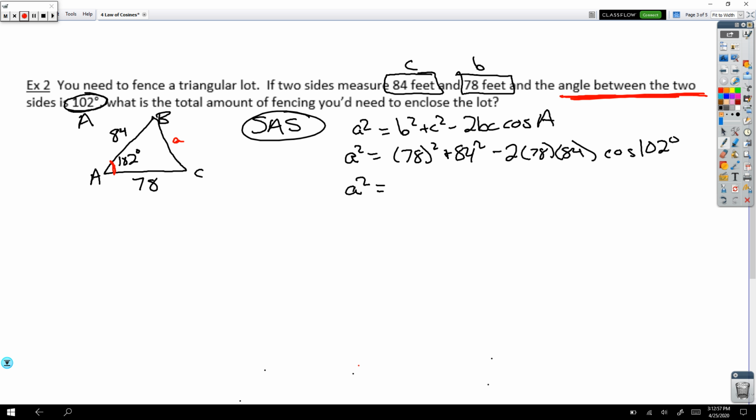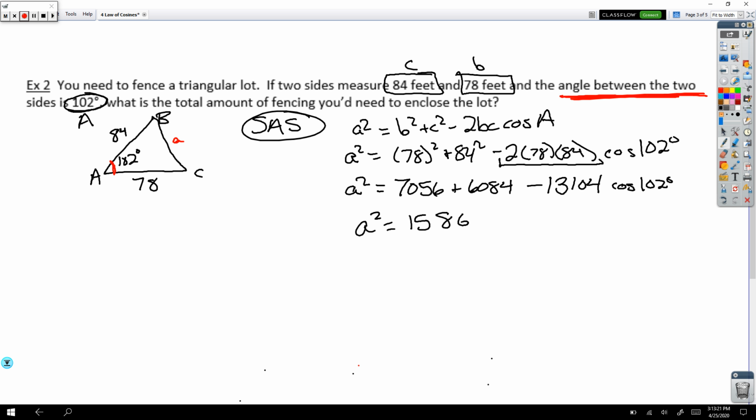So 78 squared is 7,056. 84 squared is 6,084. 2 times 78 times 84 is negative 13,104 times the cosine of 102 degrees. Adding up everything and subtracting, we get a squared equaling 15,864.5. Now I need to square root both sides. So a is approximately 126 feet.